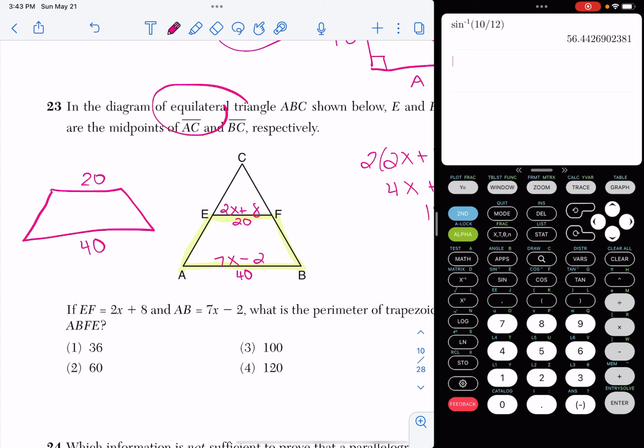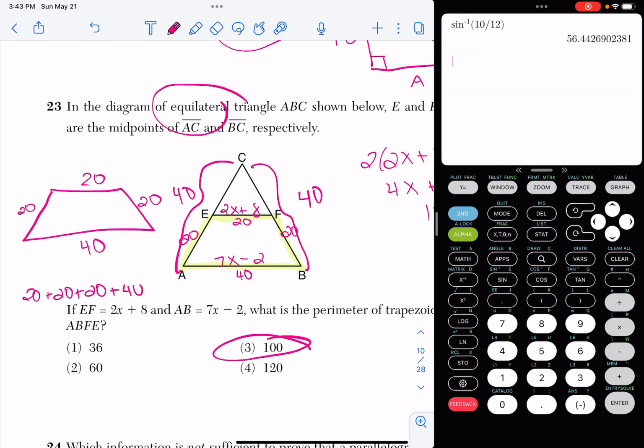That's where this key piece of information comes in. The original triangle is equilateral. So if the base AB is 40, this is 40, this is 40, and we know we have midpoints, and that's why each of these sides becomes 20. So if I add up 20 plus 20 plus 20 plus 40, I'm going to get choice 3, 100.